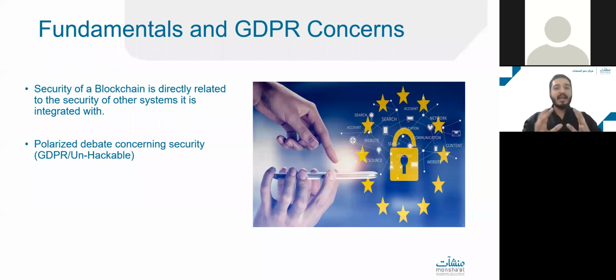So once we're talking about blockchain, it's decentralized only for the part which is storing the data. For the data flow going inside the ecosystem, it can be decentralized or it cannot be decentralized. So that is something we need to take care of. Then the second point of the discussion is that there's a polarized debate happening once we're talking about GDPR.